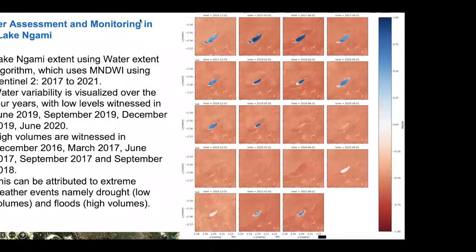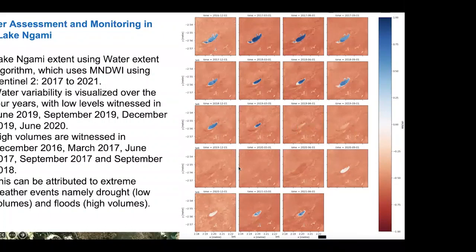This one started from 2016 December, with quarterly measurements, up to 2021. It helps us monitor the spatial extent of the water body using Sentinel, quarterly. From here, you can notice that from 2017 onward we had some water being observed. But when we reach the drought period, from 2019 up to 2020, the water body vanished.